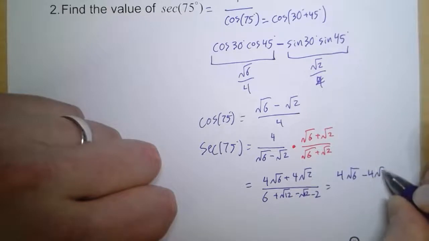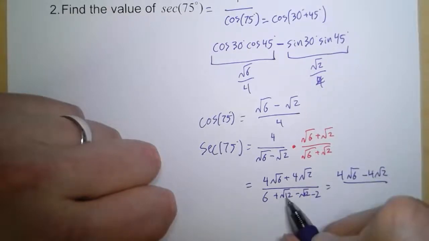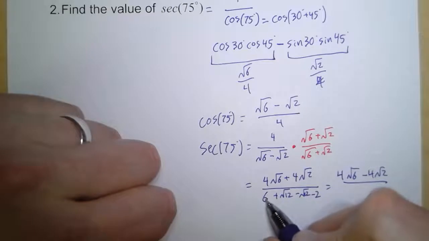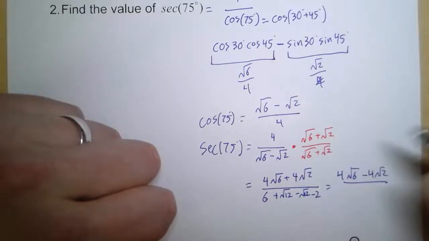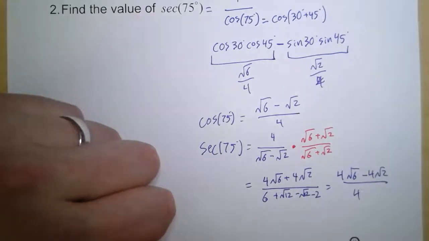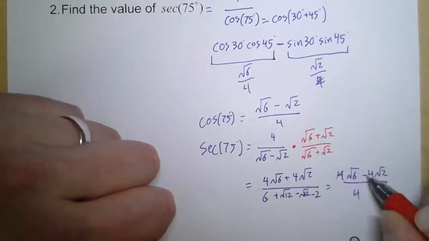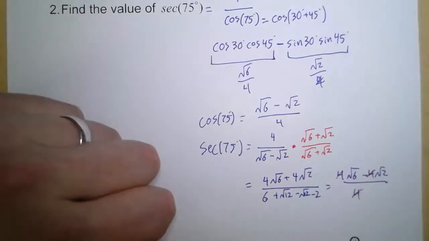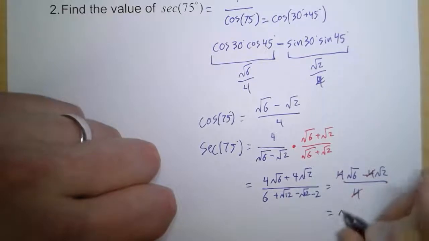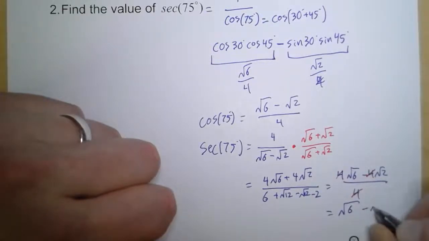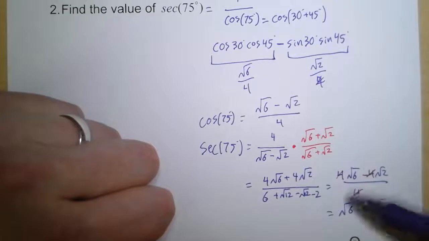The radical 12s down below cancel, and so we're left with 6 minus 2, which is 4. So that means we can cancel the 4's here, and therefore we're left with simply radical 6 minus radical 2. And so that's the value of secant of 75 degrees.